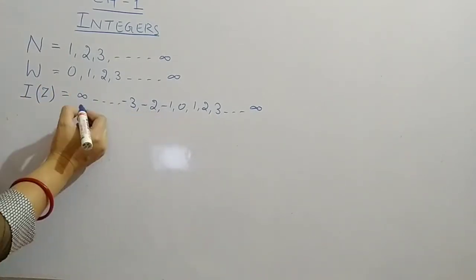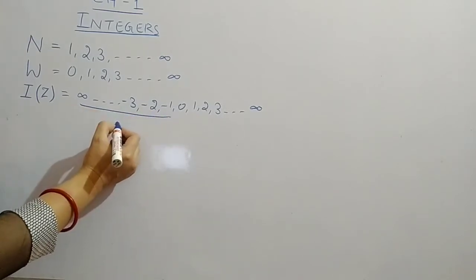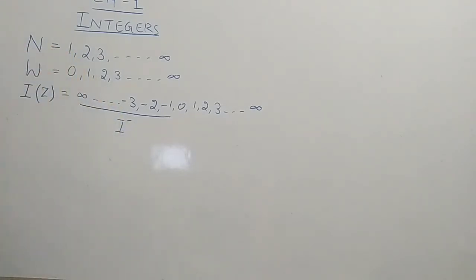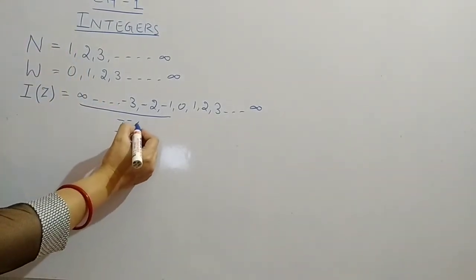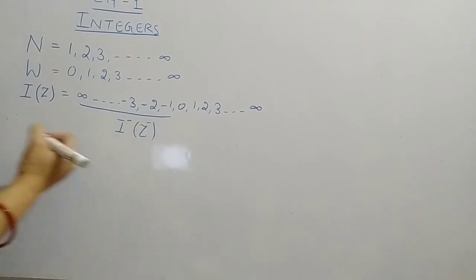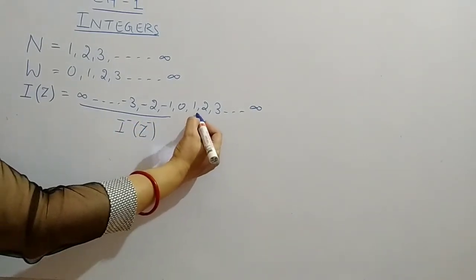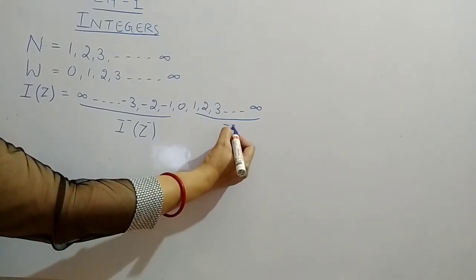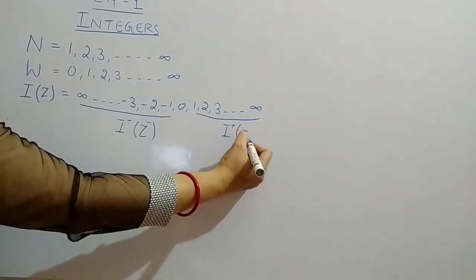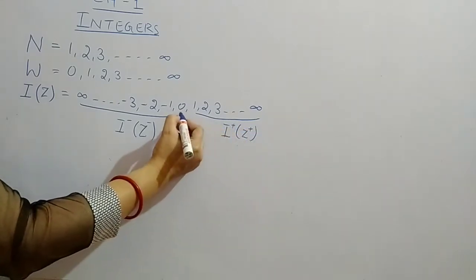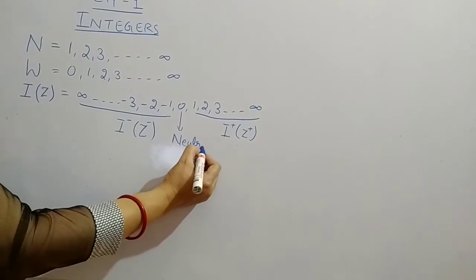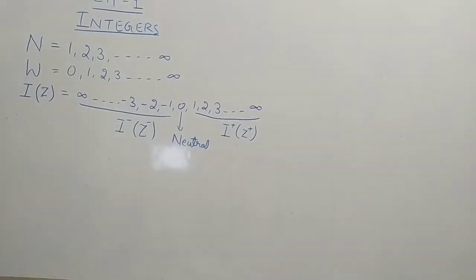Only these negative numbers from here to here we will call negative integers, or we can denote it by I to the power minus or Z to the power minus. And these from 1 to infinity are called positive integers. It can be denoted by I plus or Z plus. Here 0 is neutral, 0 does not have any symbol. You can put plus or minus any symbol for 0 during calculation.